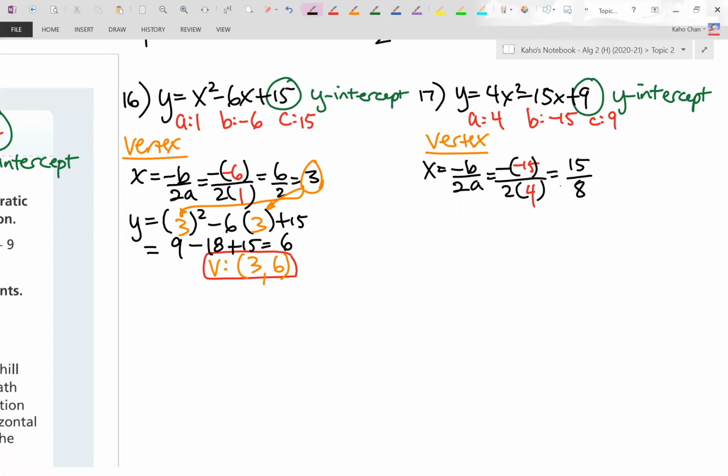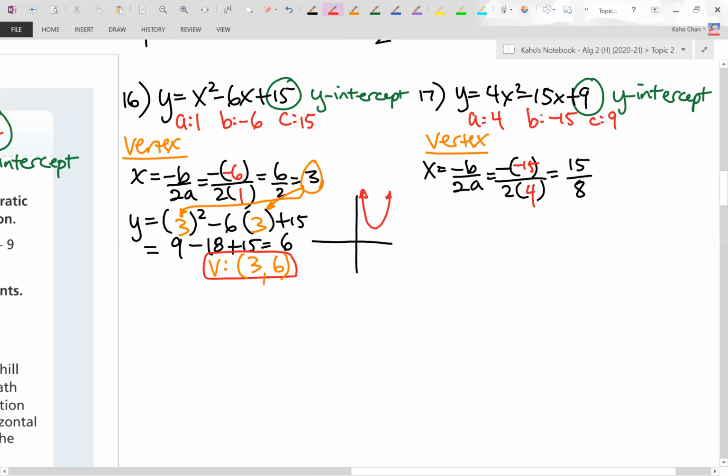Oh, I forgot to mention, number 16, the graph, totally forgot about that, sorry folks. For number 16, it looked like this. All right. For number 17, I believe we can just rely on the graphing calculator because right now I do not want to put that 15/8 into my equation. It's going to get an ugly answer. So let's switch over to the graphing calculator.